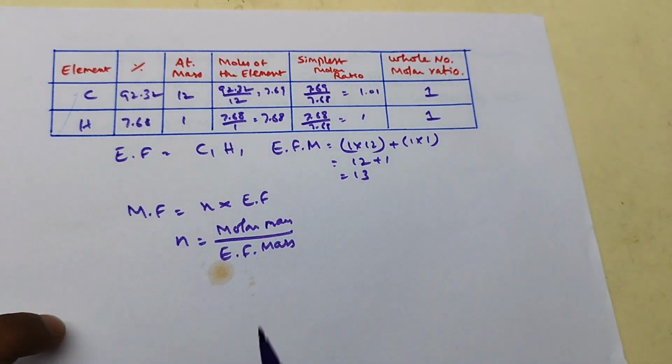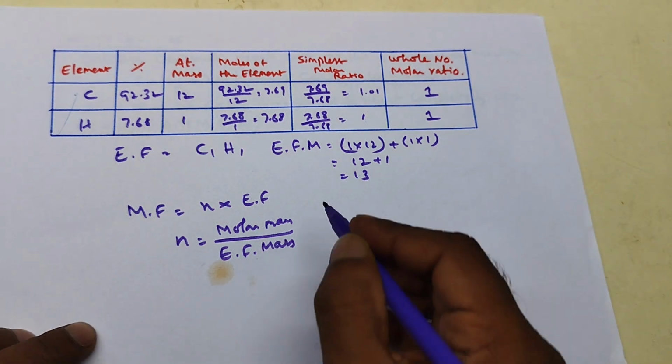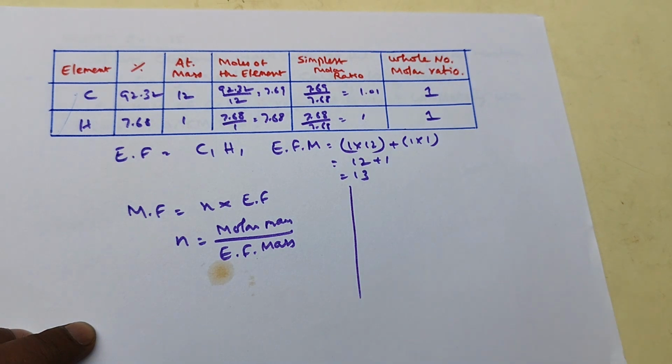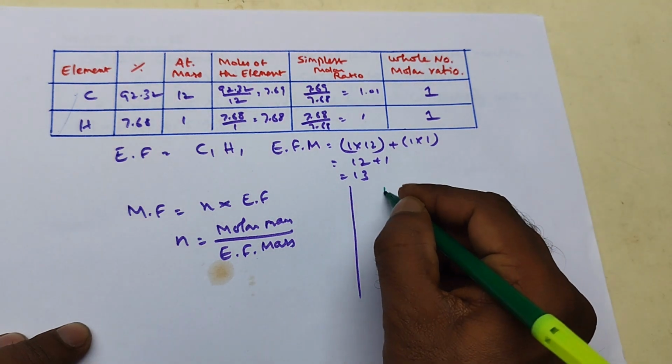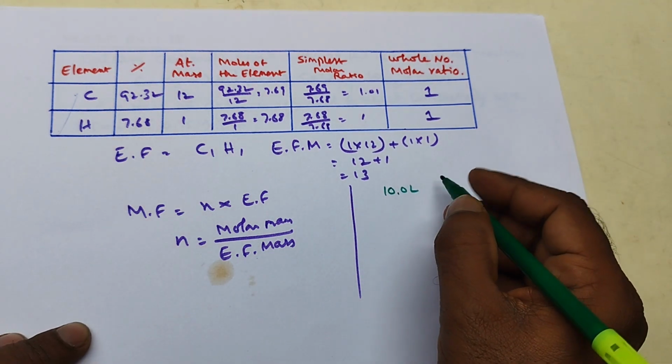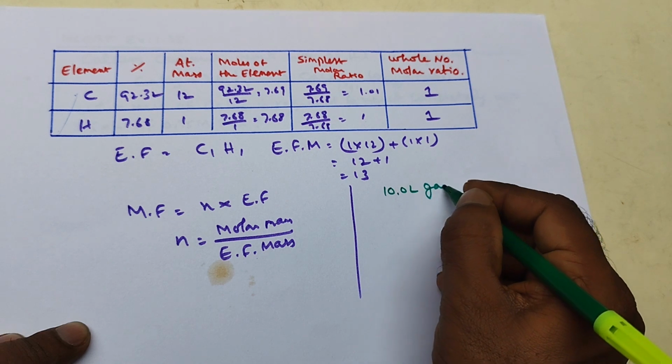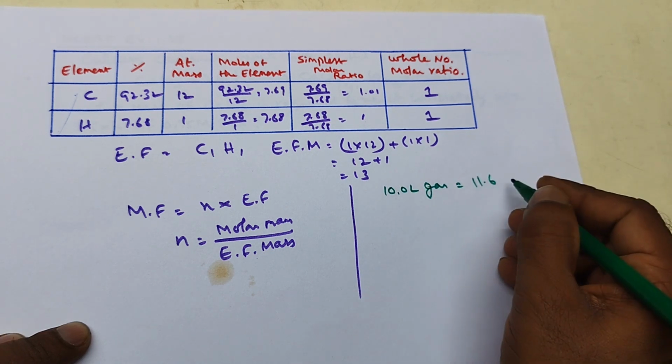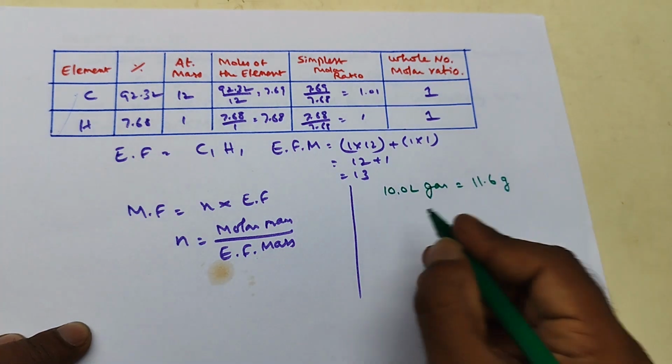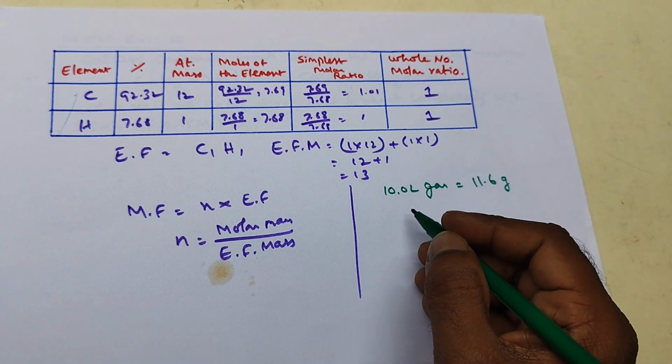So now the second question is what? You want to find out the molar mass. How can you find out the molar mass? The data given in the question is what? 10 liter of the gas containing 11.6 gram weight. That means we already know the definition of molar volume.